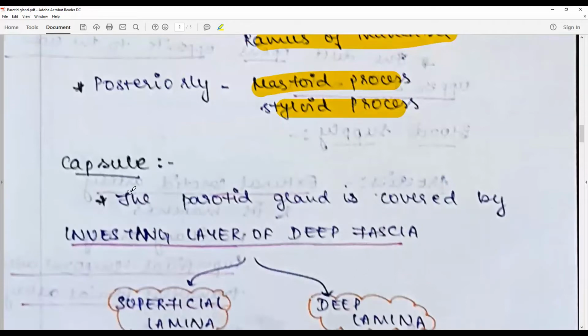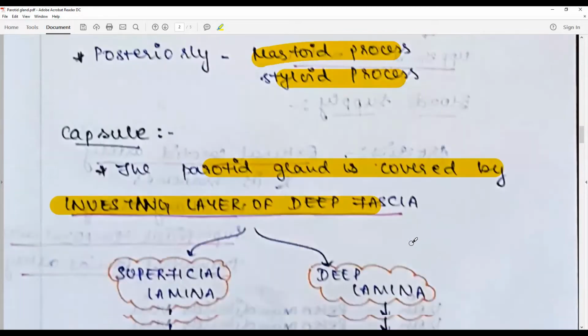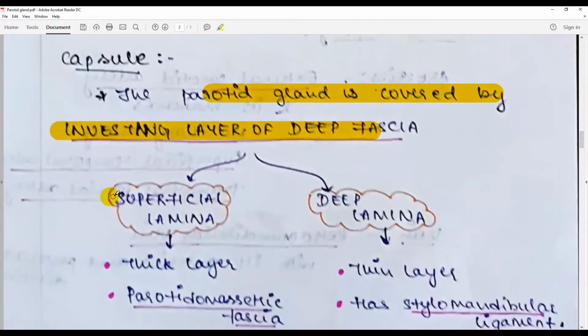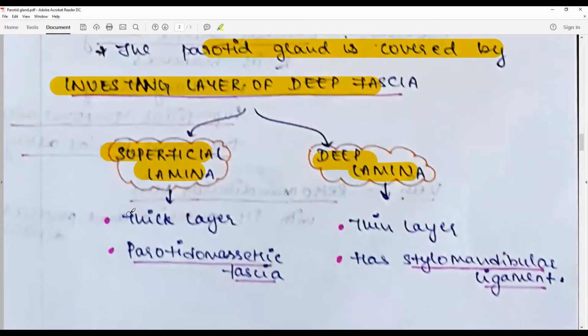Capsule. The capsule of the parotid gland is covered by an investing layer of deep fascia, which has two laminas, superficial lamina and deep lamina. The superficial lamina is thick and is called the parotidomasseteric fascia. The deep lamina is a thin layer and is attached to the stylomandibular ligament.